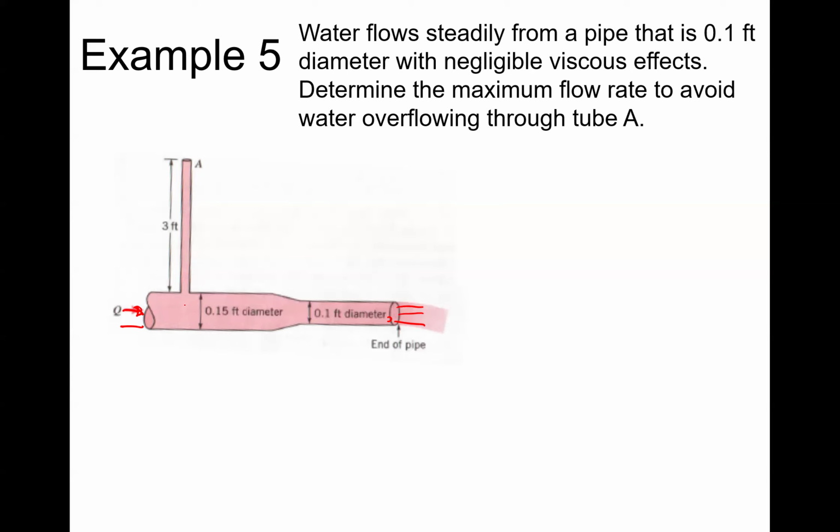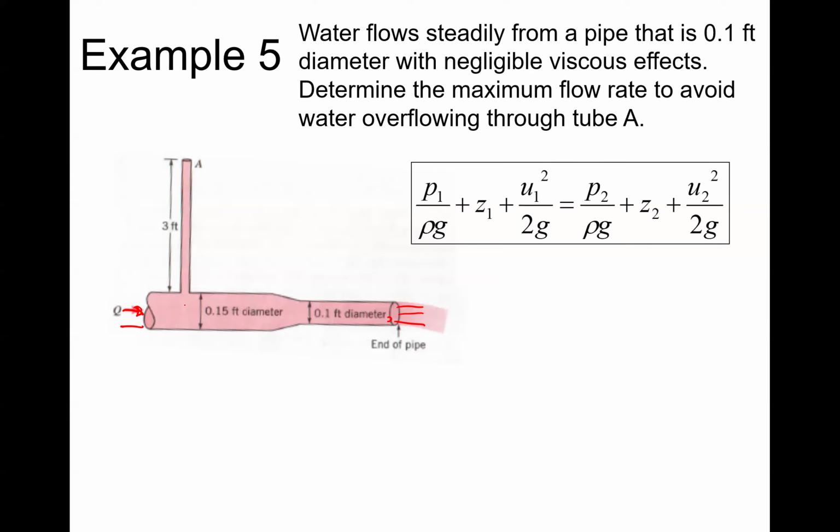Now, we're going to use Bernoulli. And in this case, I put Bernoulli with a little twist. I divide it by g. This is just another way of expressing Bernoulli. This is what we call in terms of head, where all of the terms are in meters, or basically length. It is the same equation. We just divide it by g.